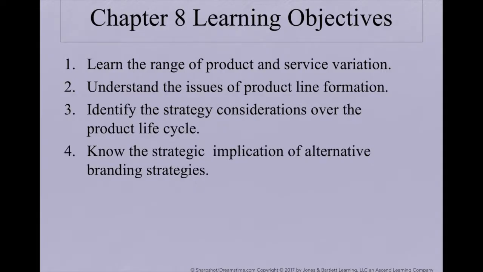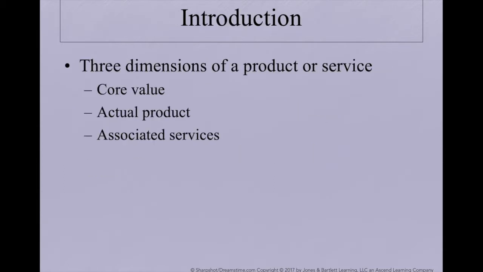This chapter will be talking about learning the range of product and service variation, understanding the issues of product line formation, identifying the strategy considerations over the product life cycle, and knowing the strategic implication of alternative branding strategies. Three dimensions of a product or service. First is core value, second, actual product, and the third is associated services.